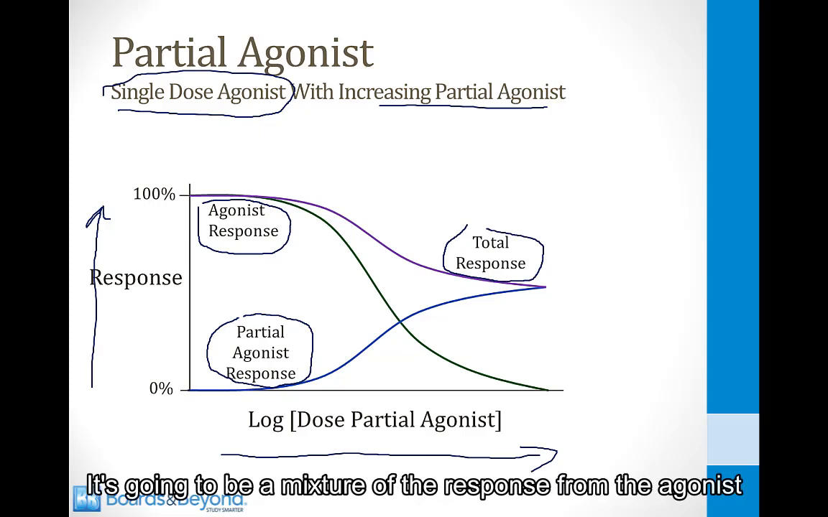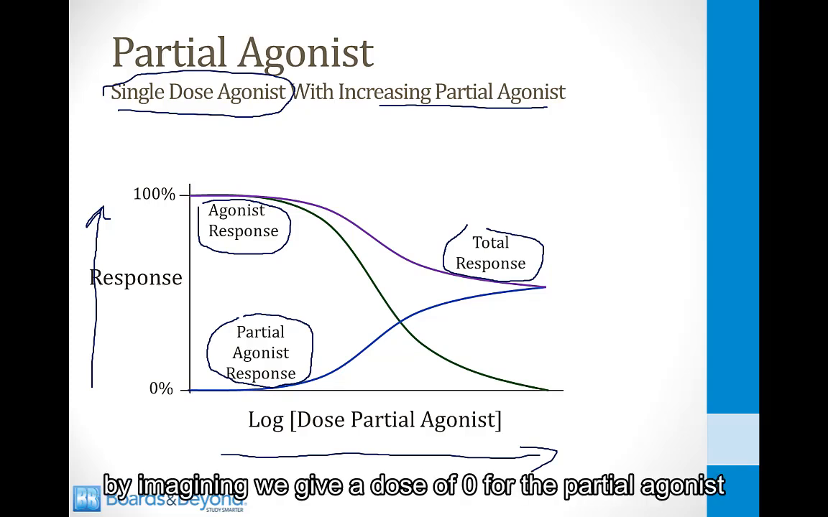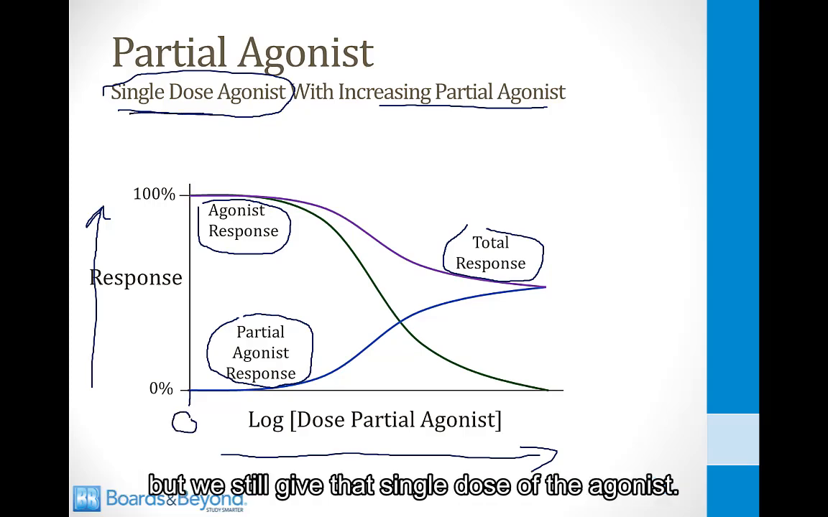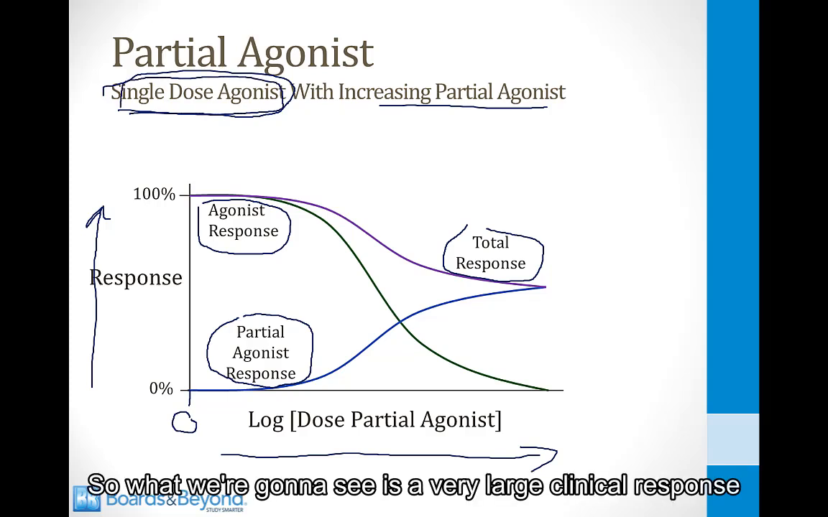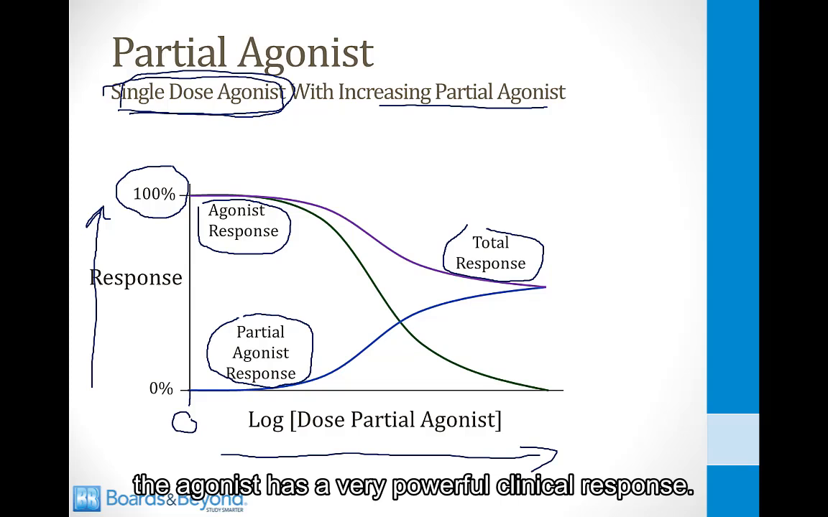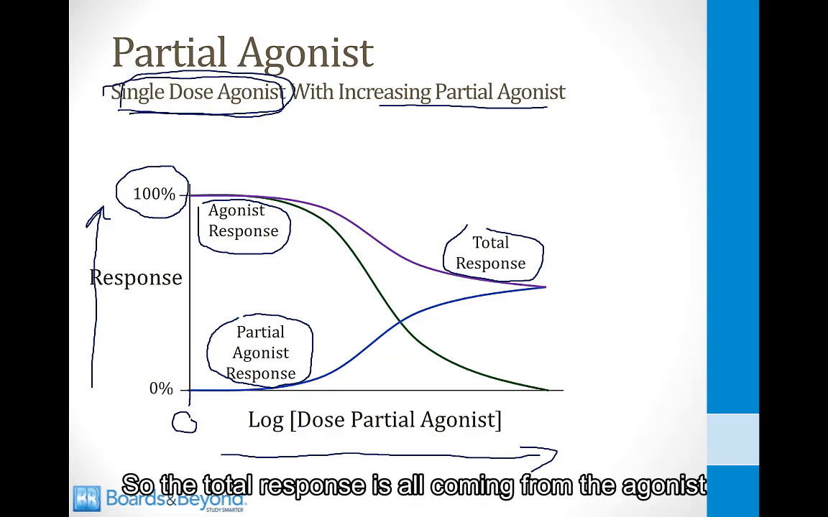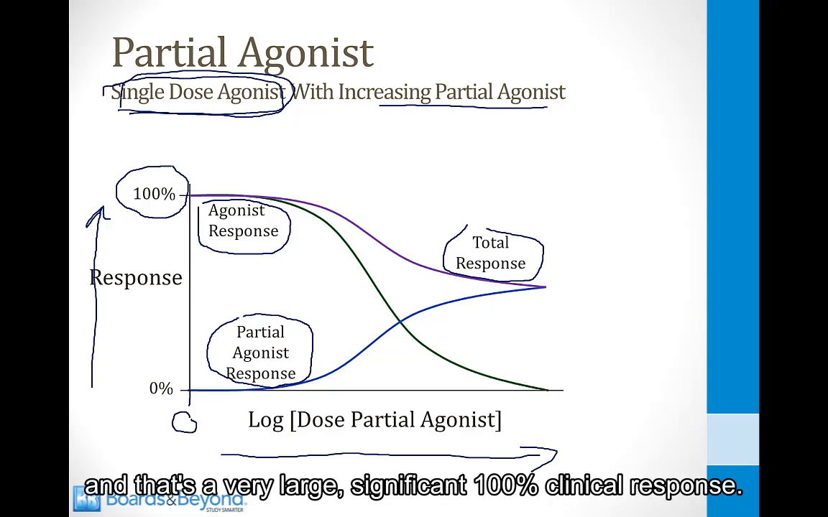It's going to be a mixture of the response from the agonist on the receptors and the partial agonist on the receptors. So once again, let's start by imagining we give a dose of 0 for the partial agonist, but we still give that single dose of the agonist. So what we're going to see is a very large clinical response of about 100% of the clinical response that's achievable. Because remember, the agonist has a very powerful clinical response. And in this case, there's no partial agonist around. So the total response is all coming from the agonist, and that's a very large, significant 100% clinical response.